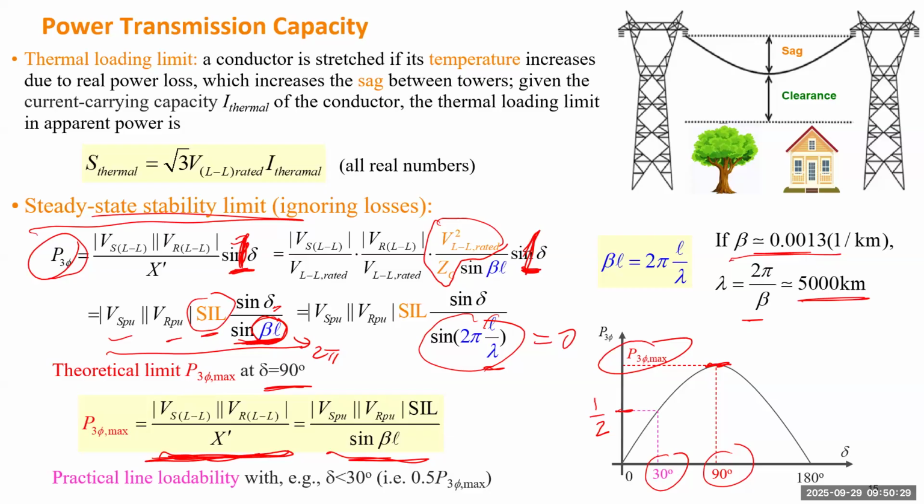But in reality, usually the angle separation between the two ends of the line will never reach 90 degrees. So it's more practical to consider a smaller angle at 30 degrees. So when delta is at 30 degrees, we can define practical line loadability or limit at 30 degrees. So that will be just half of the theoretical limit. So this is a more practical limit for the line loading.